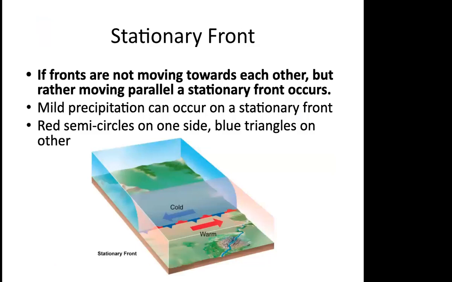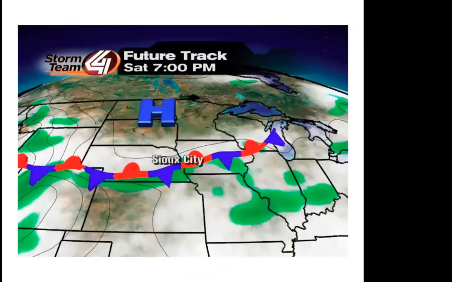Fronts are not moving towards each other, but they are moving parallel. When they move parallel, a stationary front will occur. Mild precipitation can occur on a stationary front, and this is represented by red semicircles on one side and blue triangles on the other. Red one side, blue the other, opposite sides, because the next one's going to look a little different. So red one direction, blue the other.